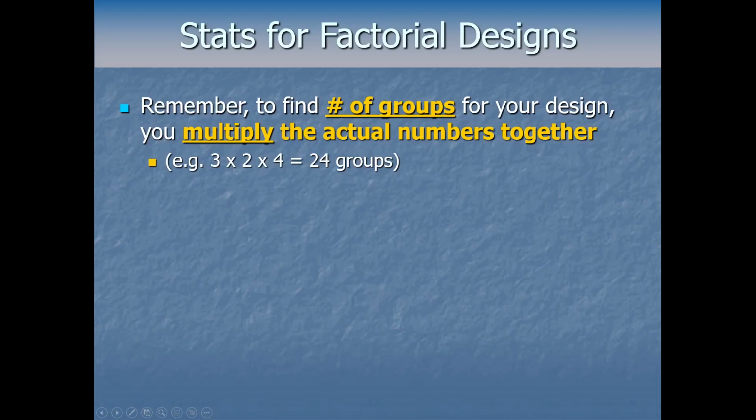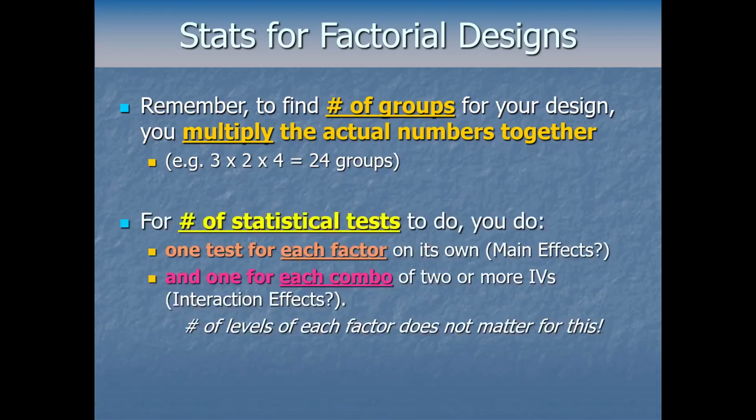Now, if we're testing it statistically, if we're doing a factorial ANOVA to test the stats here, then the number of statistical tests you would end up doing as part of that, or that your stats program would do for you, is 1 test for each factor on its own, that's the main effect question, and 1 test for each combo of 2 or more of the factors, which is the interaction effect questions.